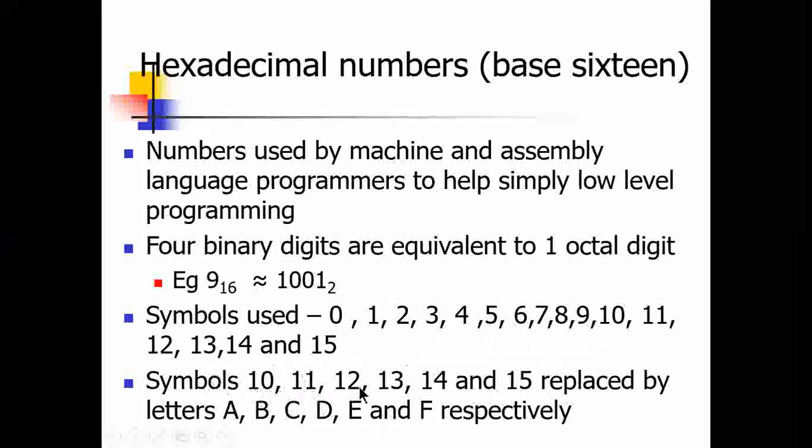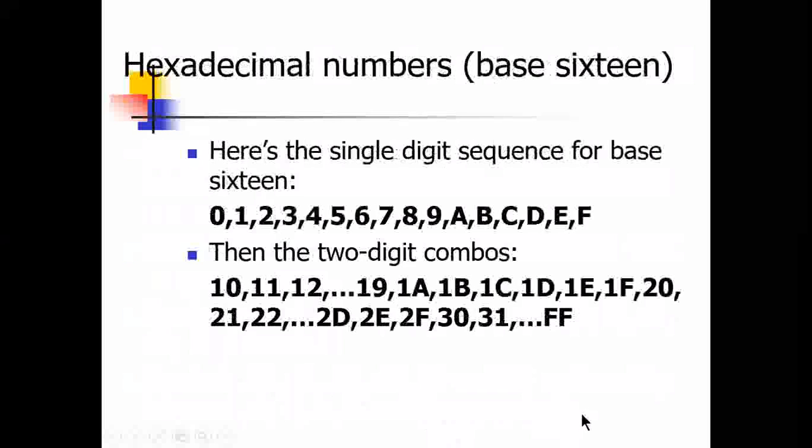So 10, 11, 12, 13, 14, 15 are replaced by letters A, B, C, D, E, and F respectively, which means you have this sequence of symbols from 0 to 9 and A, B, C, D, E, F. Then if you go to two-digit combinations, it is 10, 11, 12, 19, 1A, 1B, just like that until you reach F, F.